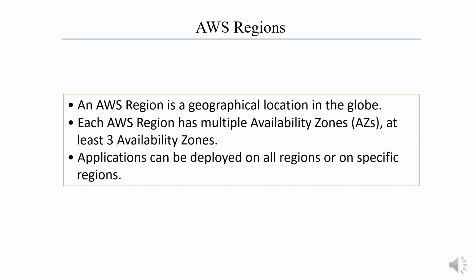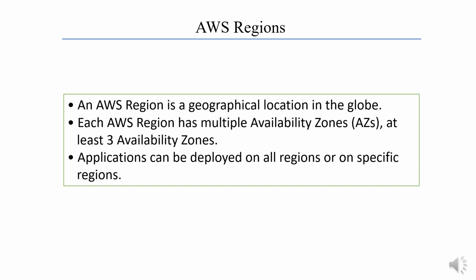AWS Global Infrastructure is divided into several AWS regions. That is, an AWS region represents a physical, geographical location in the globe. Each AWS region has multiple availability zones. It's important to mention that there are at least 3 availability zones in a region. Applications can be deployed on all regions or on specific regions.